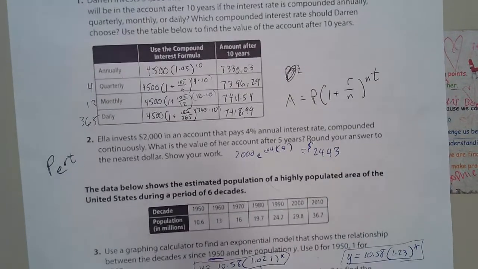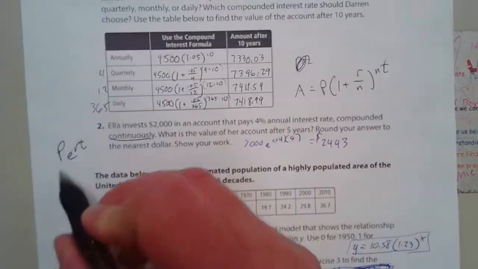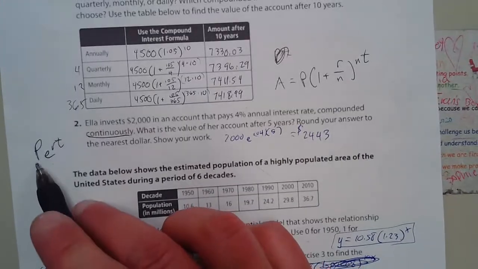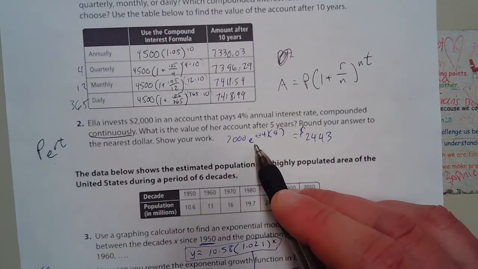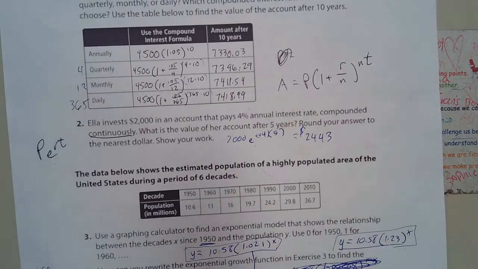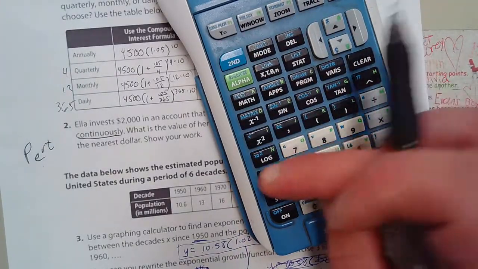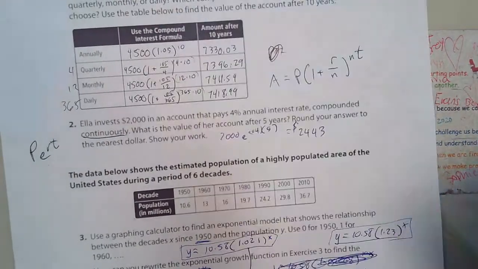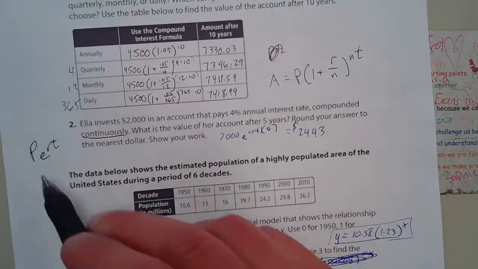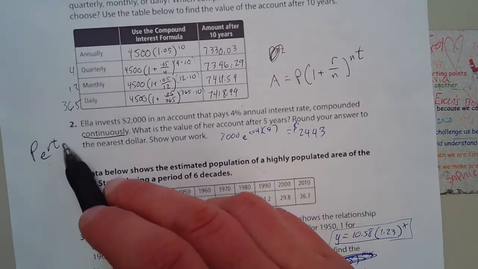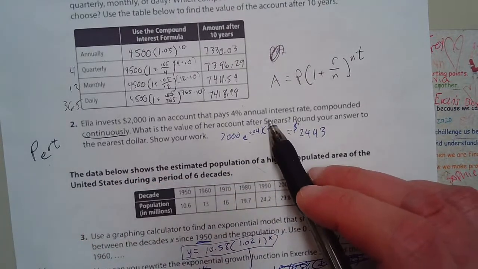All right, what do we got here? We got continuous. As soon as you see that one, that's your PERT formula. So your principal amount, which was 2,000 in this case, e, which is just the e key. If you're using one of the graphing calculators, you got to hit second, and then it's right here, natural log. That'll give you that e. And then to the rt, so rate, 0.04, t, however many years, which in this case was 5.